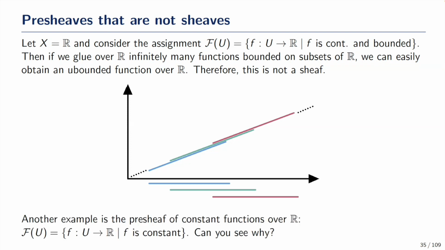Now, another example is the pre-sheaf of constant functions over R. So similarly, you just have a function that's constant over each open set. Can anybody see why this is not a sheaf? Can you see how gluing constant functions can break things?